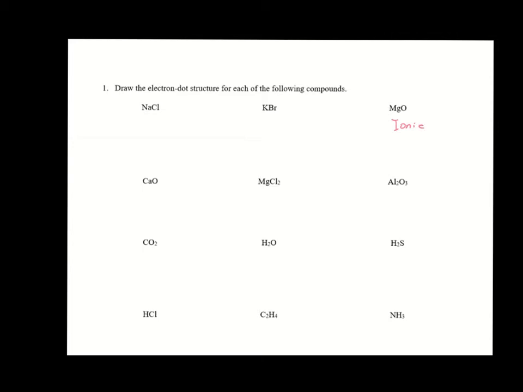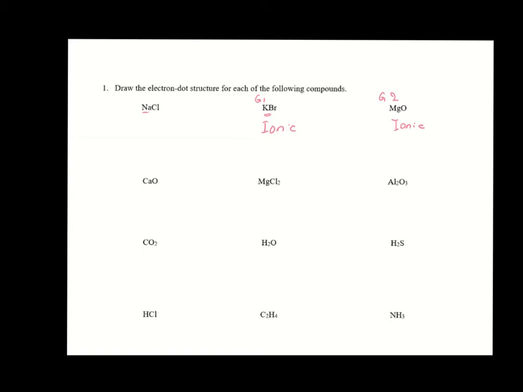How can I know is it a metal or not? Look up the element in the periodic table. If it's in groups 1, 2, 3, or any of the transition metals, so it will be an ionic compound. Here, potassium in group 1, ionic bond. Magnesium is in group 2.